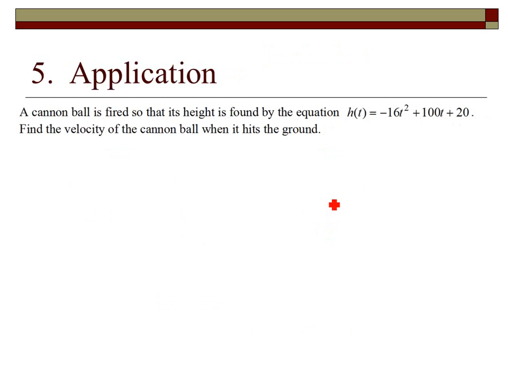Okay, question 5. So a cannonball is fired from a height so that its height is found by this equation. We want to find the velocity of the cannonball when it hits the ground. Well, first thing you've got to do is figure out when it hits the ground. It hits the ground when h of t equals 0.